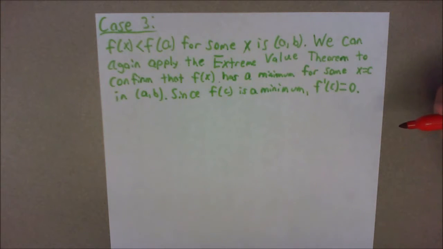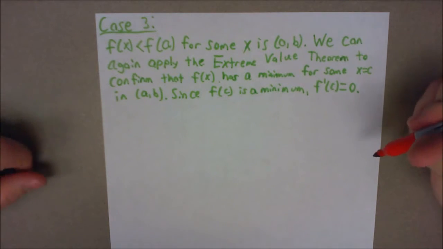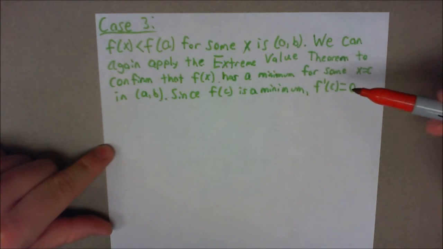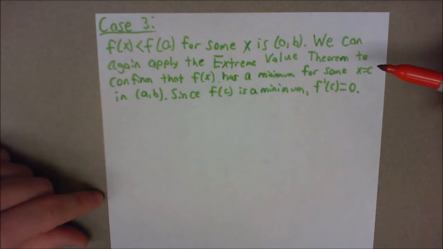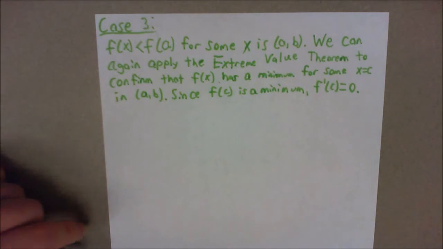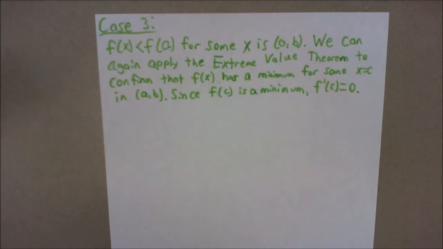For case 3, it's almost identical to case 2, except instead of f of x being greater than f of a, we're going to say f of x is less than f of a. This is the final case that we have to cover to prove Rolle's theorem. So while f of x is less than f of a for some x on the interval a to b, we can again apply the extreme value theorem to confirm that f of x has a minimum for some x equals c in a to b. It's the exact same process, just case 2 all over again, except it's going to be underneath the graph instead of above it this time. And we know that since f of c is a minimum, f prime of c is equal to 0.